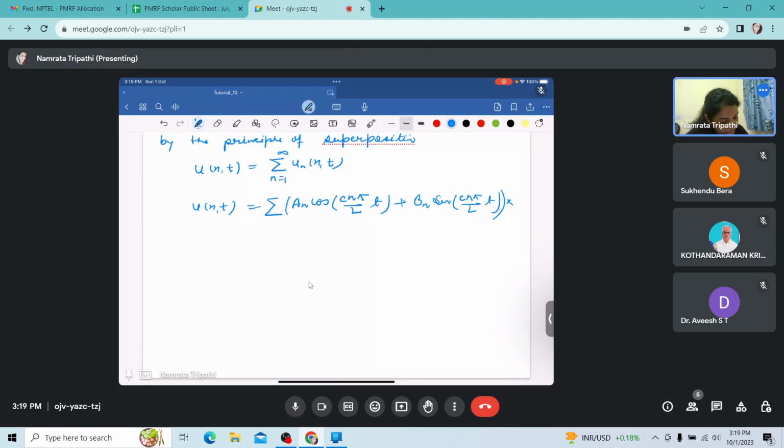Okay, so the solution is, into sine of, what was it, sin(nπx/L). Fine. So this is the solution. Now we have to find the value of a_n and b_n with the help of the given initial conditions.